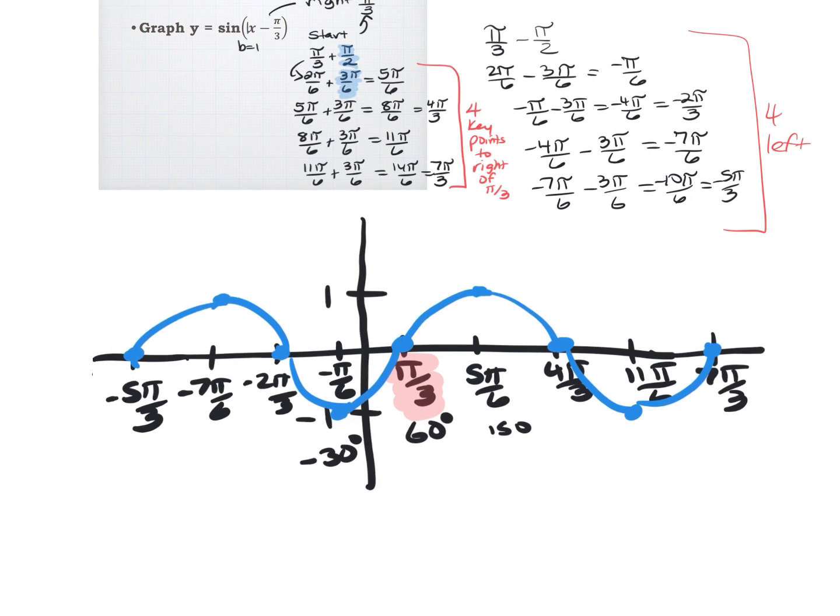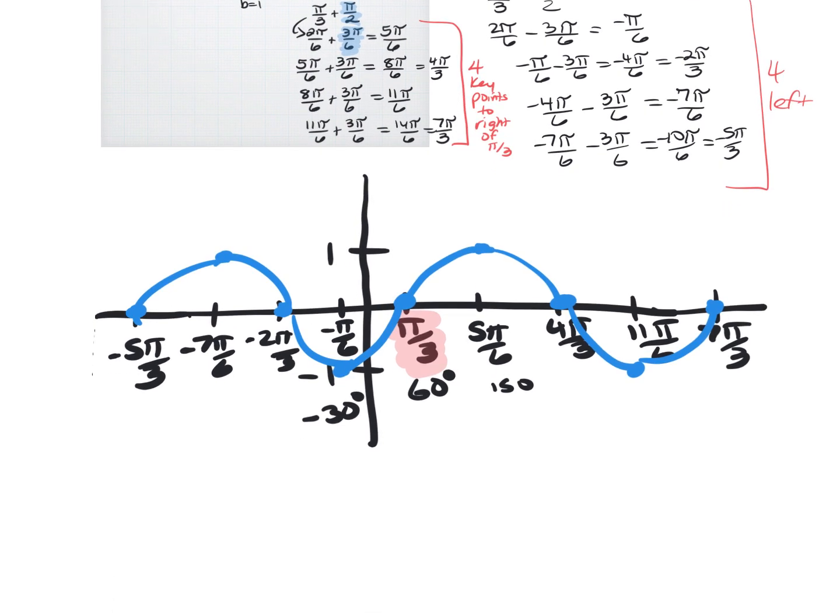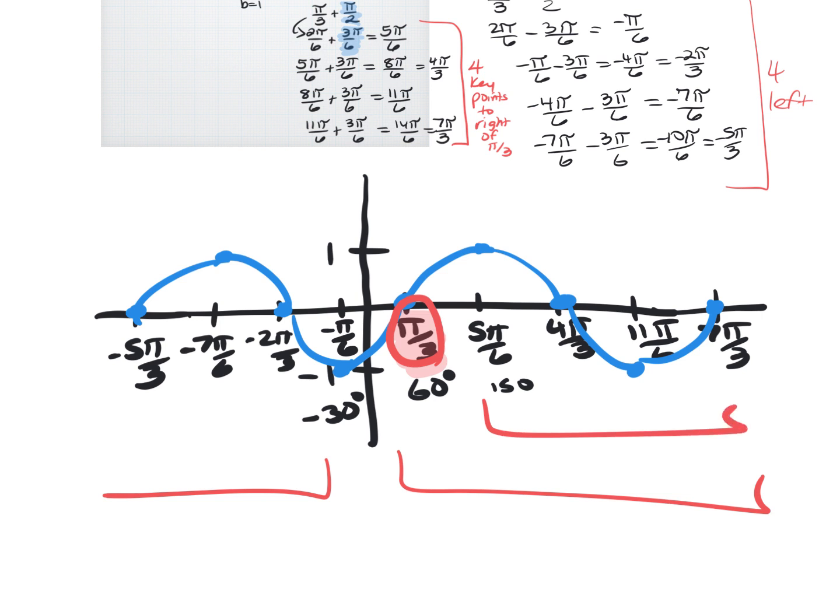Notice my graph looks a little lopsided. Notice there are 5 key points over here, but only 4 over here. But what you have to remember, out of these 5, this is the starting point. So really we have 4 here and 4 here, because the right side of the y-axis actually includes my starting point.